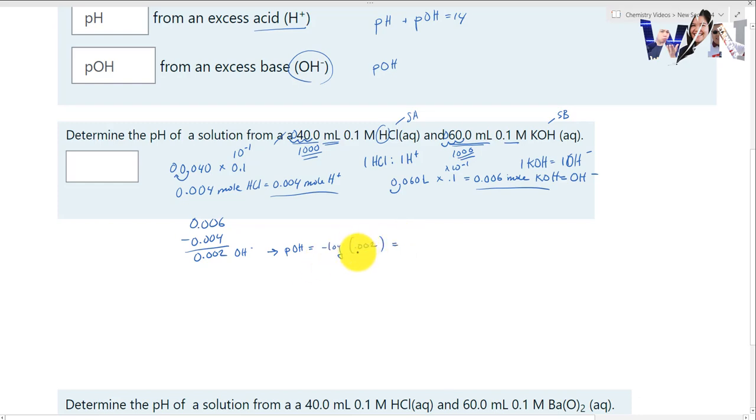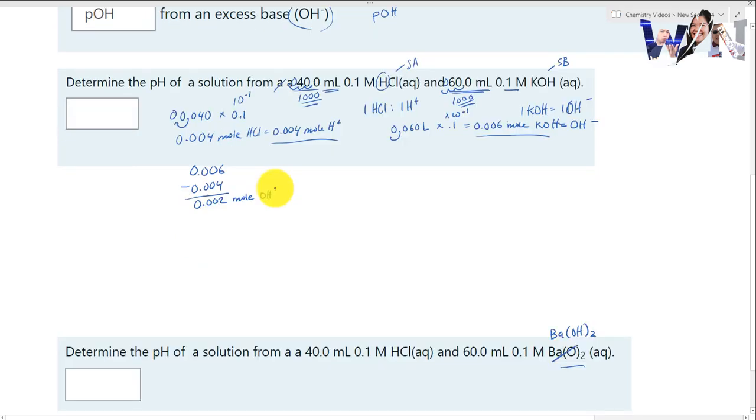So we have to convert this. We are not done yet. Remember, this is moles of OH. We have to find the concentration. So again, molarity is equal to mole divided by volume, right? Where is the volume coming from? Well, the volume is coming from here, okay? So that is equal to 0.002 divided by, right here, 0.04 plus 0.06.